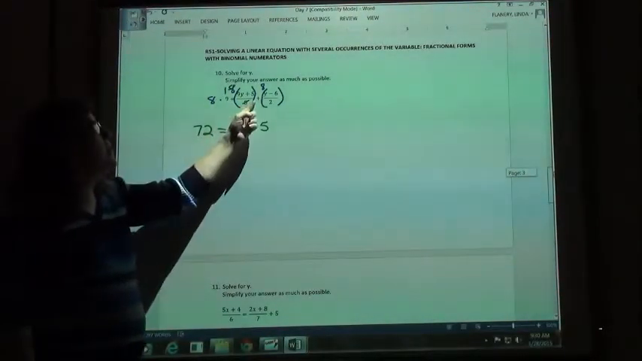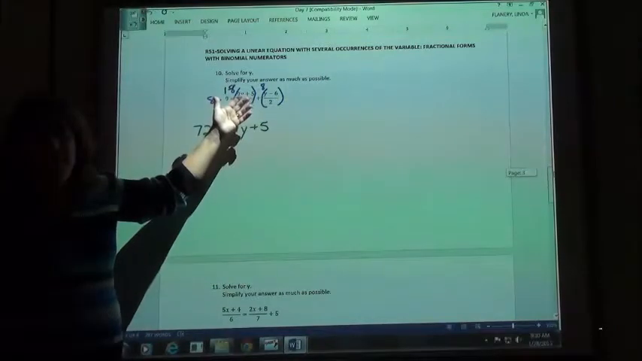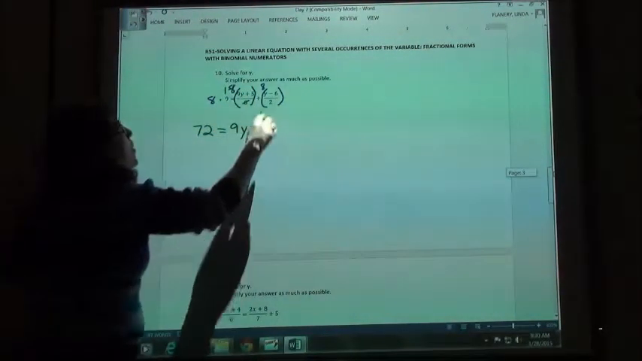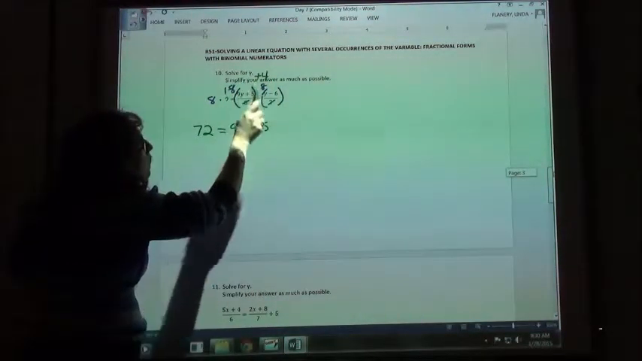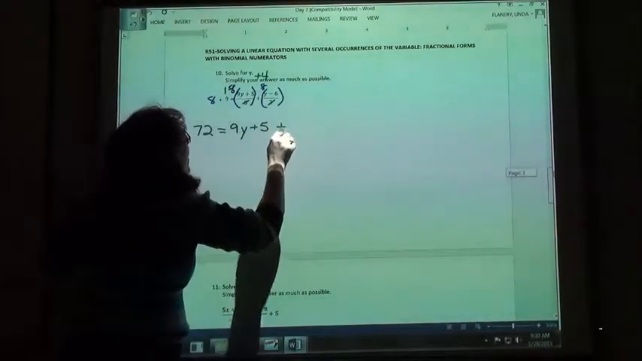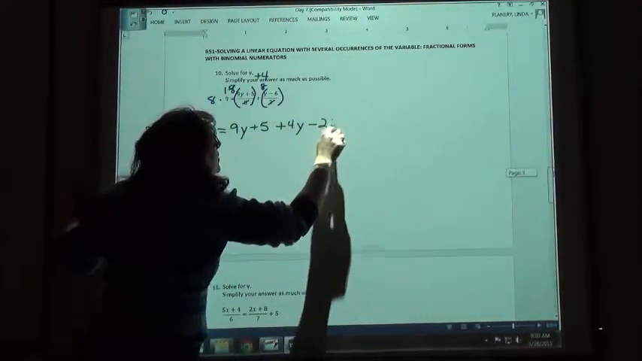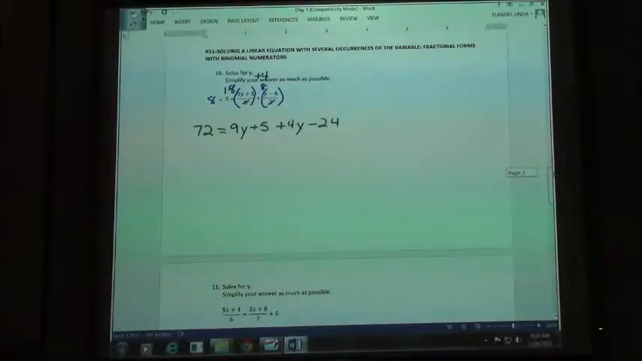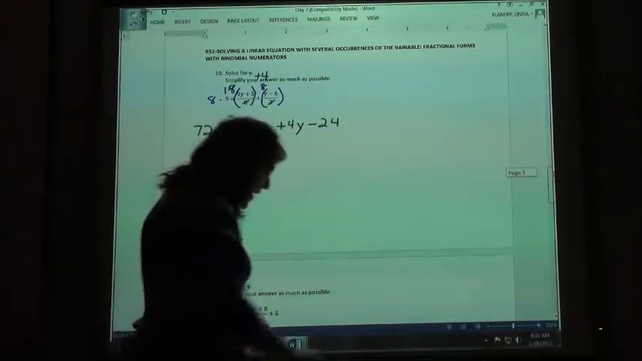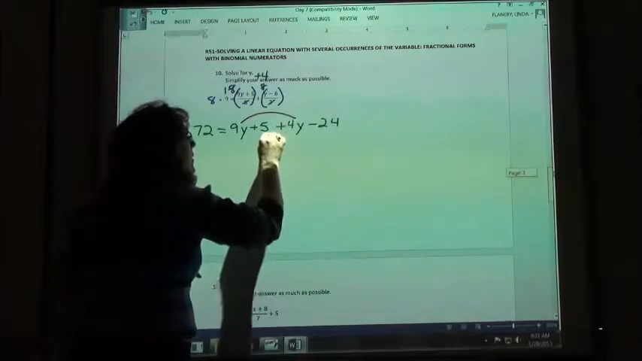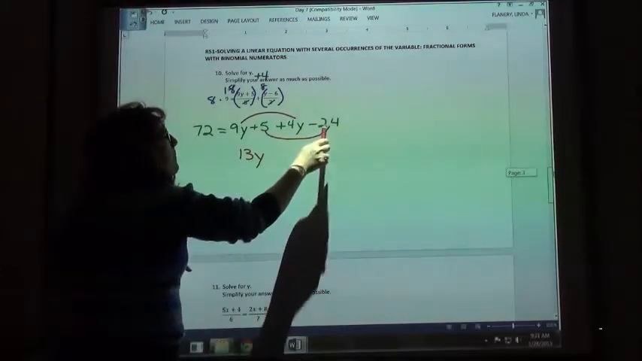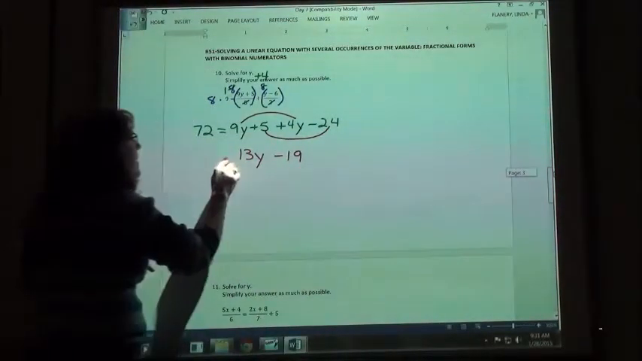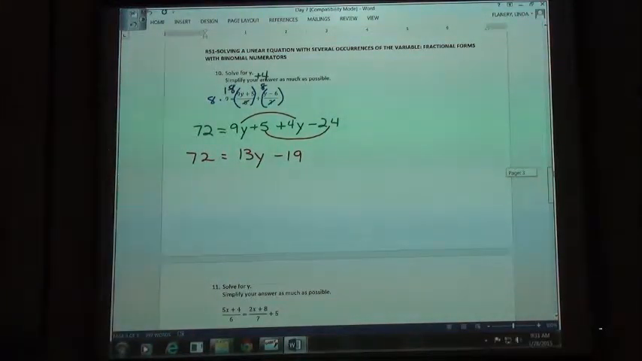Here's where I want to be careful because of this sign. If it's a positive, you're pretty safe, but if it's a negative, you've got to watch the sign in there. 2 goes into 8 4 times. It's a plus in front of that, so I'm taking a positive 4 times each of those. So I'm going to have a positive 4y and a minus 24. Since I've got 4 terms over there on that right-hand side, I'm going to combine my like terms. And so 9 plus 4 would give me 13y. 5 minus 24 would be negative 19. And so 72 is going to equal 13y minus 19.